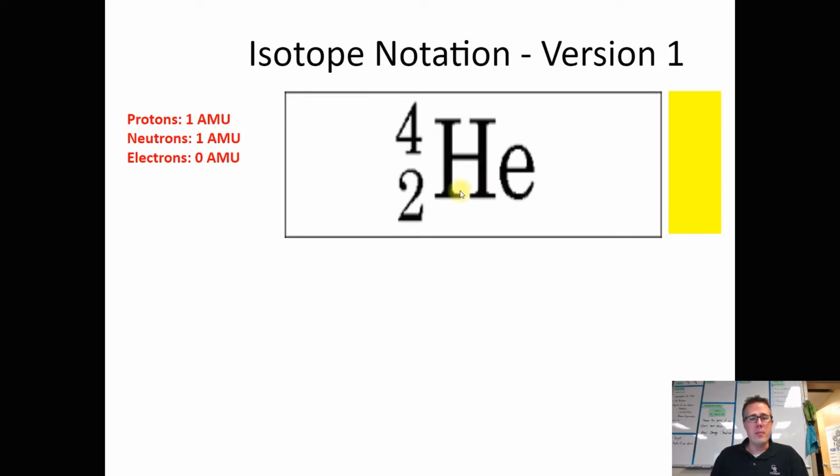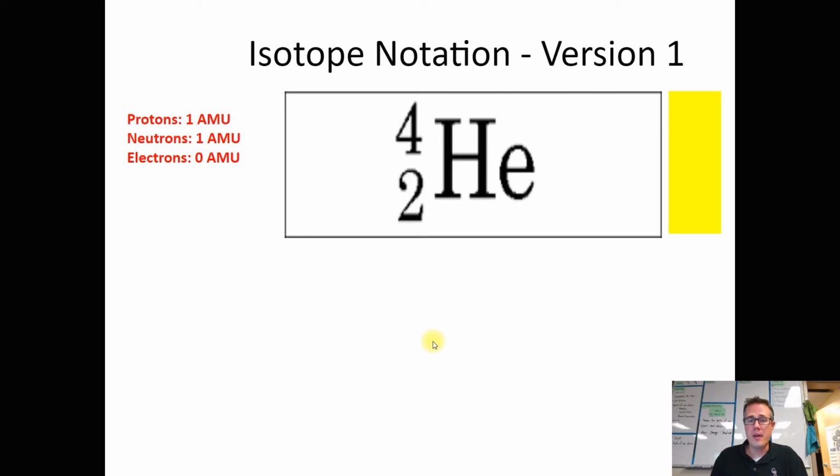We're going to start with one of the more simple elements, helium. What you see on your screen is called isotope notation, and it's a way to write about a specific atom of helium. So we're going to talk about this particular atom of helium. Remember, protons have a mass of 1 AMU, neutrons have a mass of 1 also, and electrons have no mass. And those numbers are where we get our isotope notation. It's telling us how much mass things have.